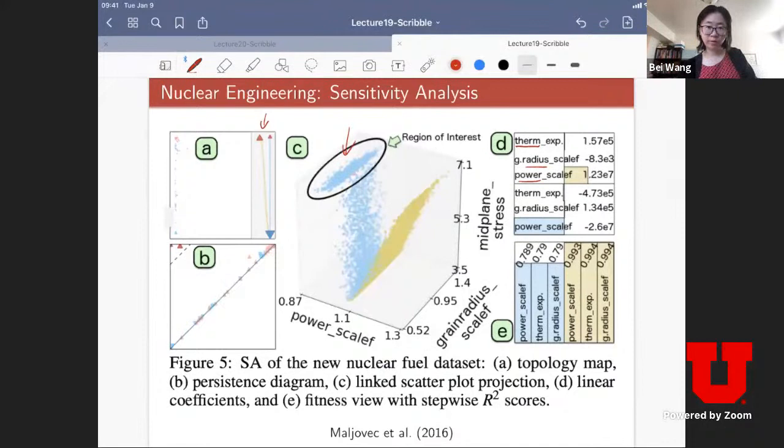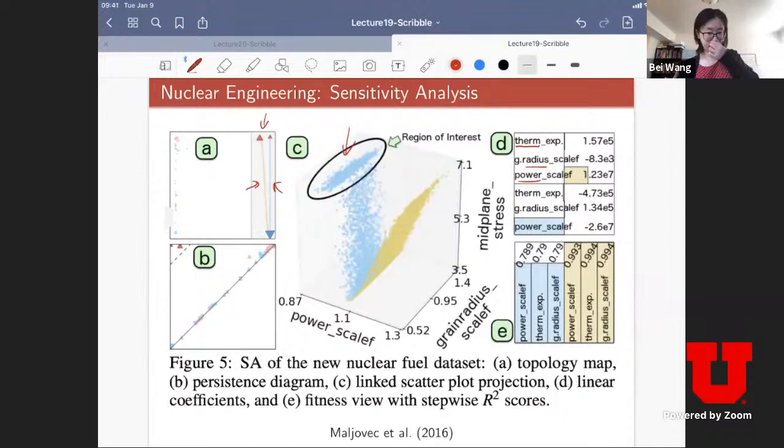So again, you can use the same example, try to estimate the underlying Morse-Smale complex and replace each of the two-dimensional cells by a line. And that can be used to explore this three-dimensional parameter space. Okay.